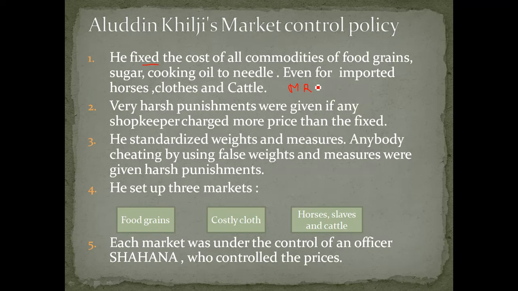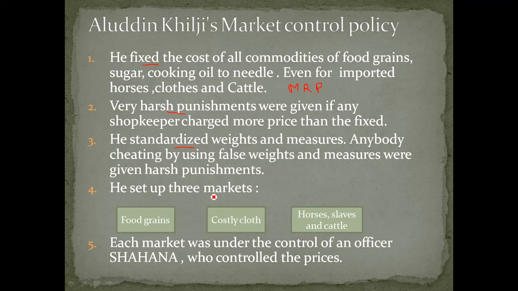That is, he gave them the concept of maximum retail price. You cannot sell more than this price. Now, if shopkeepers charge more, then very harsh punishments were given to any shopkeeper who charged more than the fixed price. He also standardized the weights and measures. Anybody cheating by using false weights and measures was given harsh punishments.